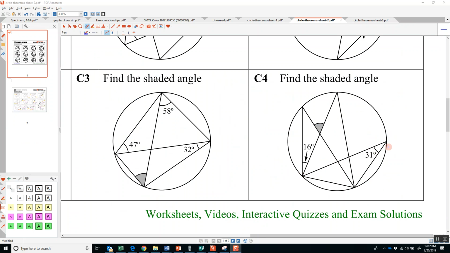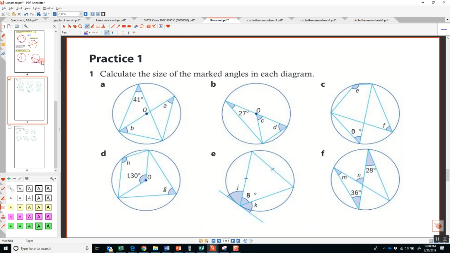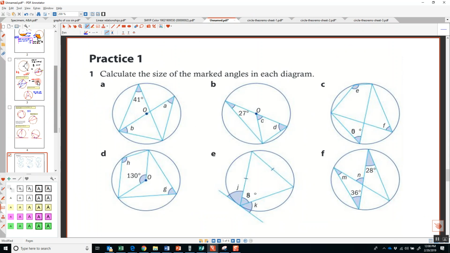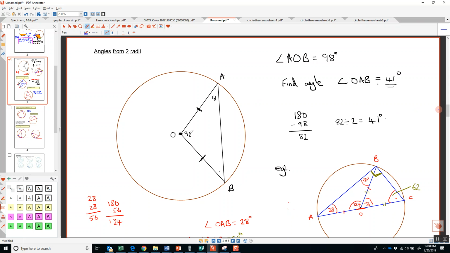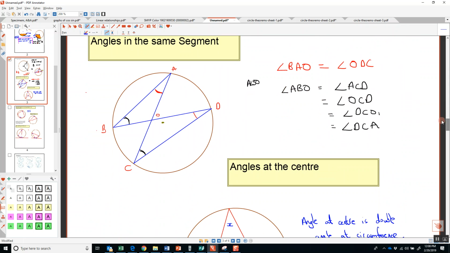So we've got the same shape. This is the segment one, except we've got three of these. So this is 31, so then this one is 31. And that means this one in here is 31. So that's using angles in the same segment.